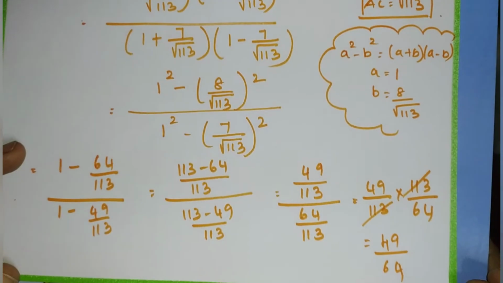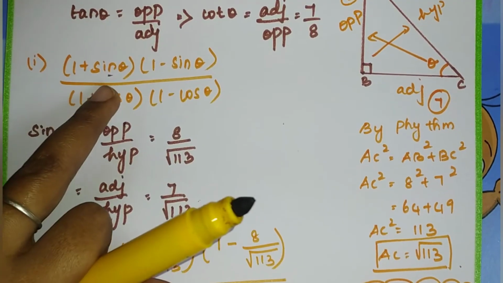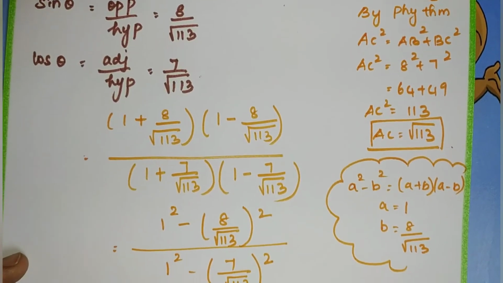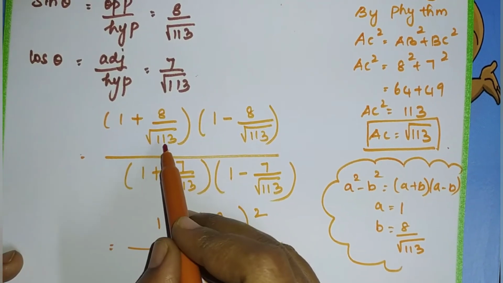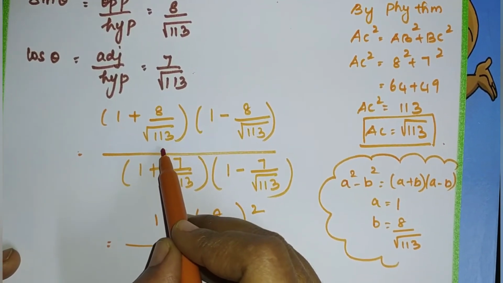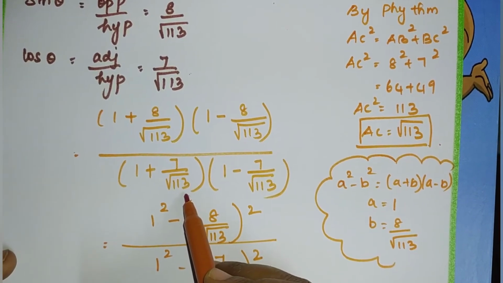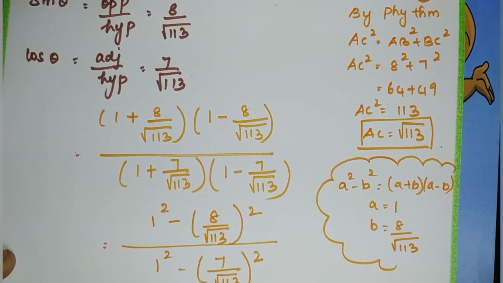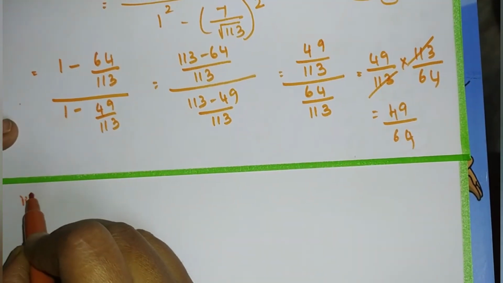The value is 49 by 64. First, find the value of sin theta and cos theta and apply in the question. In 1 plus sin, instead of sin you have to substitute 8 by root 113, and instead of cos theta you have to substitute 7 divided by root 113. Clear?